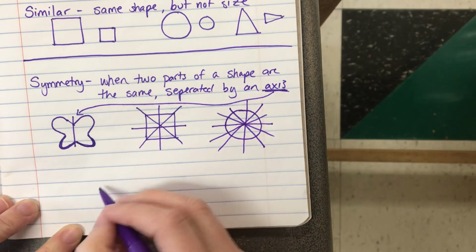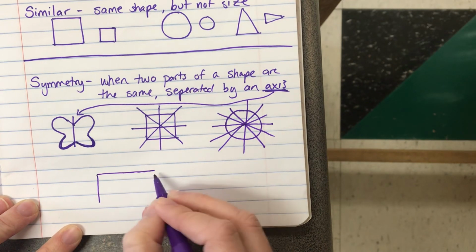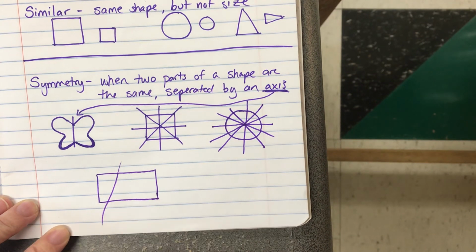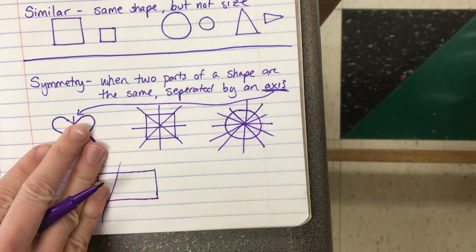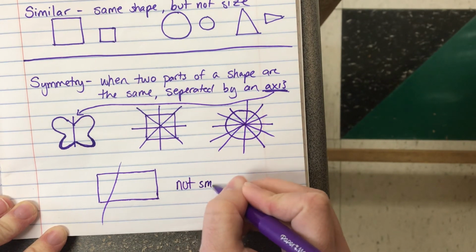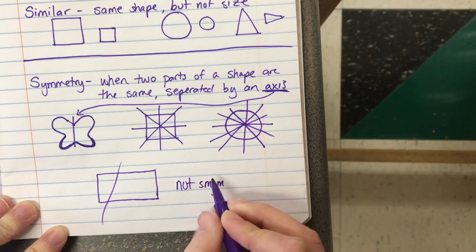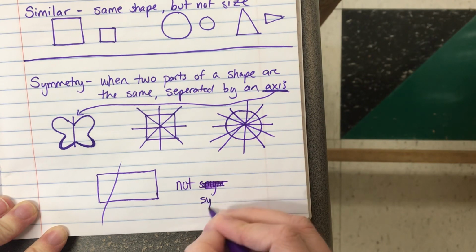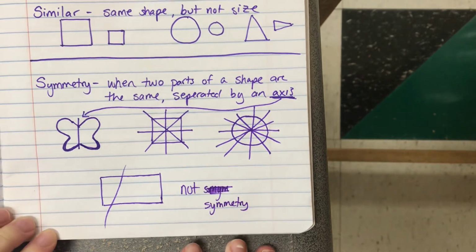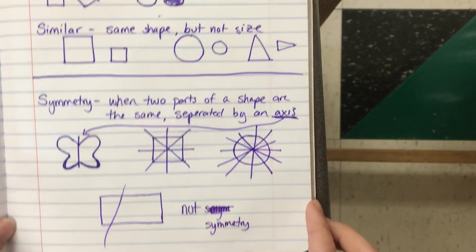An example of non-symmetry, or an example that would not be a line of symmetry, would be if I cut a shape in a way that this half does not fold exactly on the other. So this would be an example of not symmetry. If I could spell correctly, S-Y-M-M-E-T-R-Y. So that's an example of not symmetry. All right, so those are your examples.